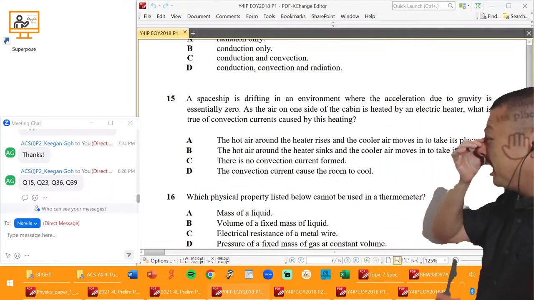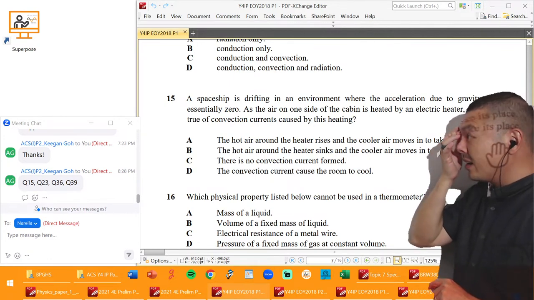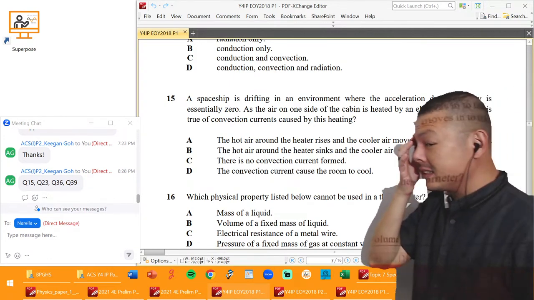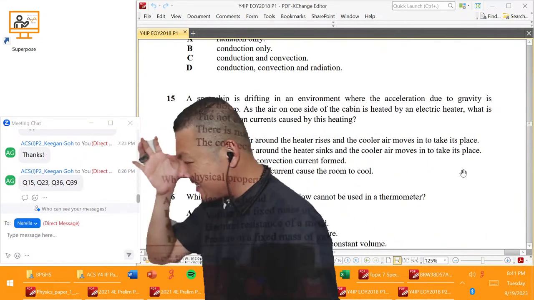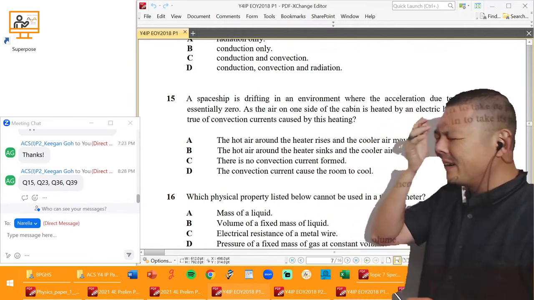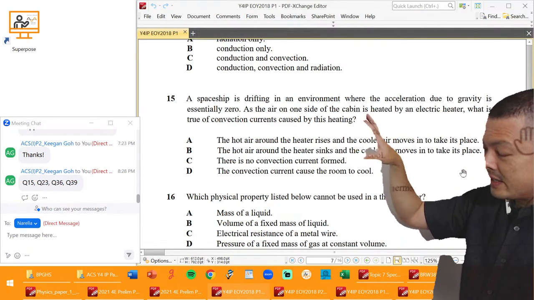Wait. Oh shit, the answer is C. The answer is C, right? Yeah. The answer is C. Shit, man. Oh my god. Okay, this really digs into a very deep concept.